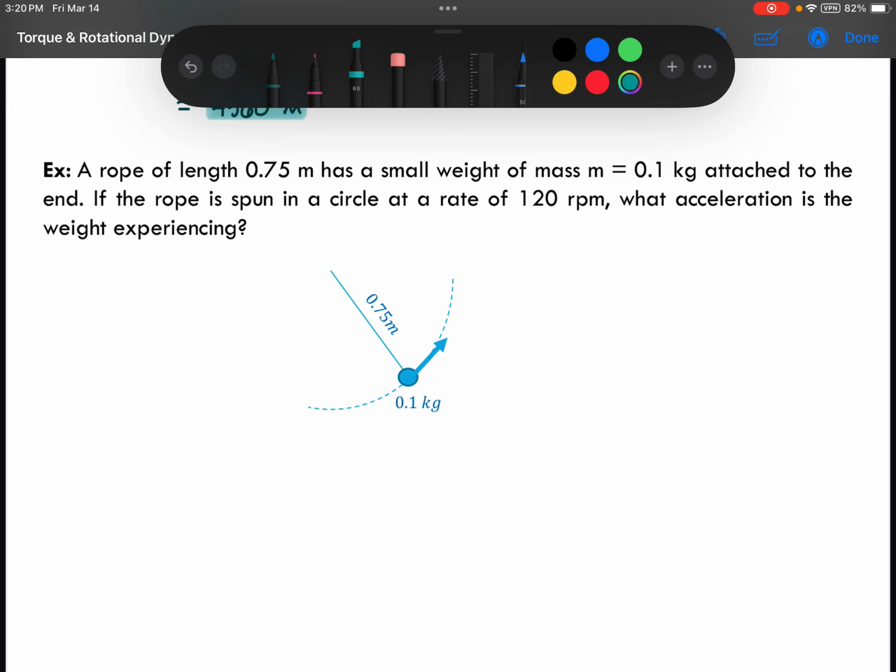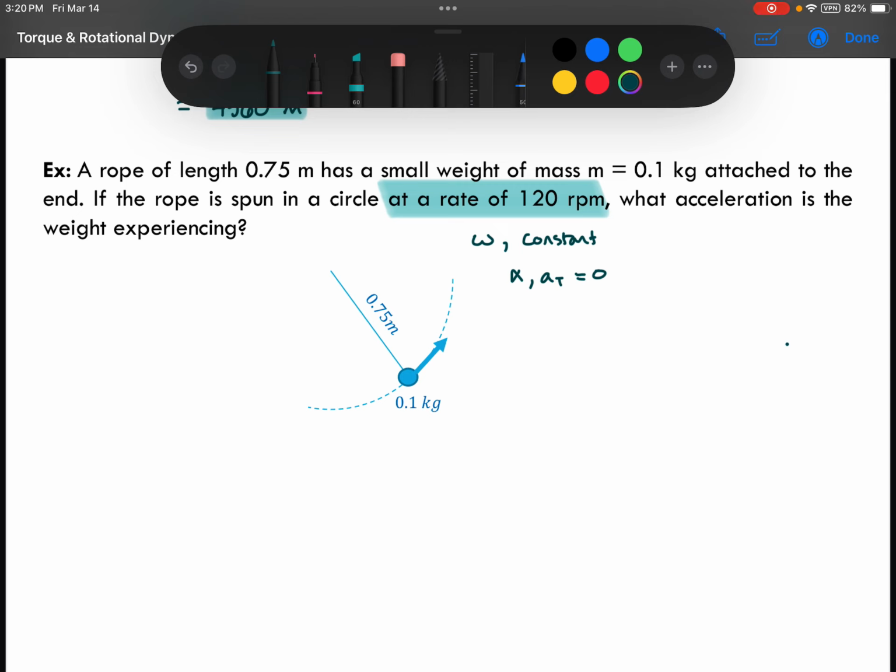To understand if we have that information, we want to read our problem again. It mentions that it's circling at a rate of 120 RPM, and there's no mention of change from that. So this is our angular speed, and it's constant. Which is good for us because it means that the angular acceleration and the tangential acceleration are zero. So we don't have to consider those.